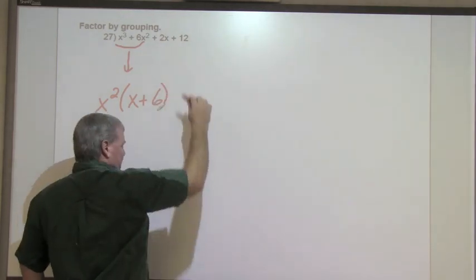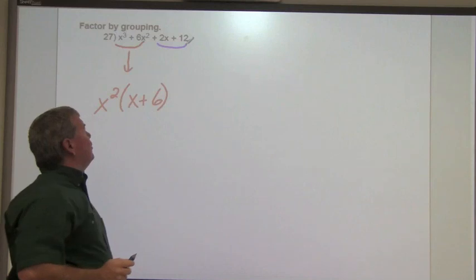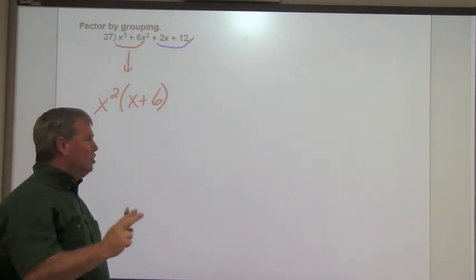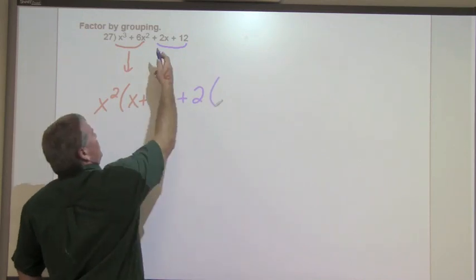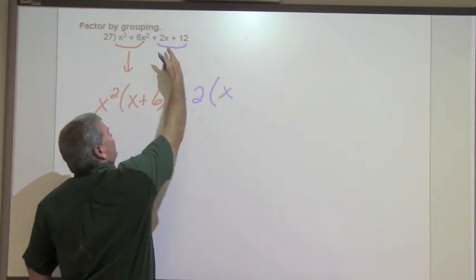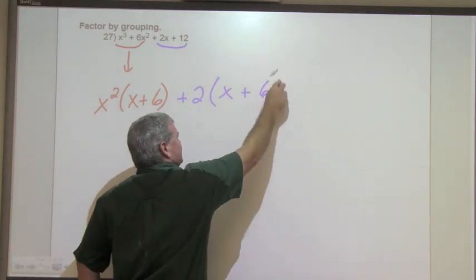Then I go over here and I look at, all right, what do these two have in common? Well, they're both divisible by 2. So I'm going to pull out a positive 2. When I do, I get x left in the first term. When I pull out a 2 out of the 12, I get a 6.